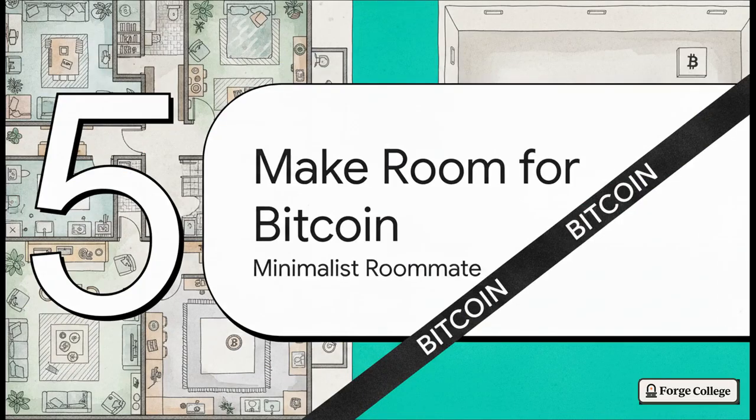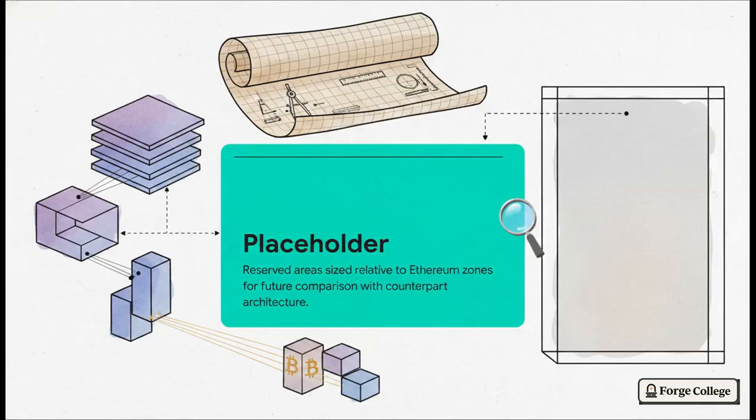Section 5. Making room for Bitcoin, the minimalist roommate. So, our Ethereum floor plan is fully furnished and looking great, but we have to tape off a section of the apartment for our incoming, kind of minimalist roommate, Bitcoin. We do this by creating a placeholder. Basically, you're drawing a reserved, proportionally sized empty box and explicitly saying, hey, something important goes here later. Reserving this space deliberately right now ensures that our final visual balance stays perfectly intact.